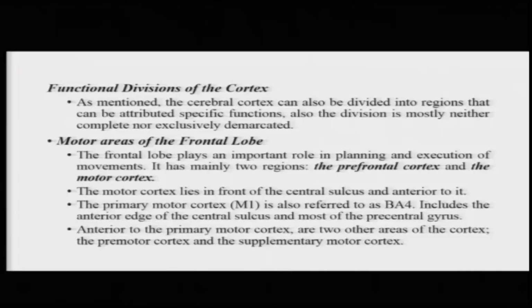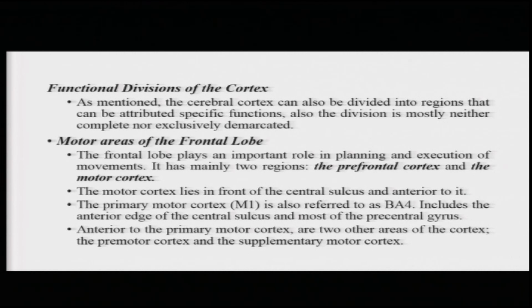Now, let us look at that. With respect to the functional division of the cortex, we can talk about certain specific regions which perform very similar functions. So let us look at, for example, the motor areas which lie in the frontal lobe. The frontal lobe is probably the most important aspect of the entire brain because it plays a very important role in a lot of higher mental functions, one of them being planning and execution of movements.